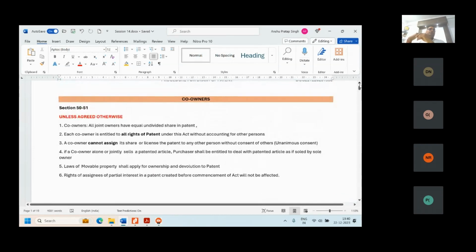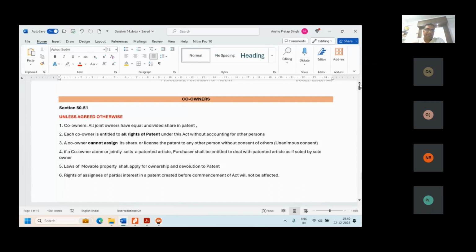Okay. So these are a few points which you should remember, and these are various co-owners. All the joint owners have equal undivided share in the patent. Here, equal means if there are two, it will be 50-50%. If there are three, it will be 33.33%. If there are four, 25%. But the share is undivided.